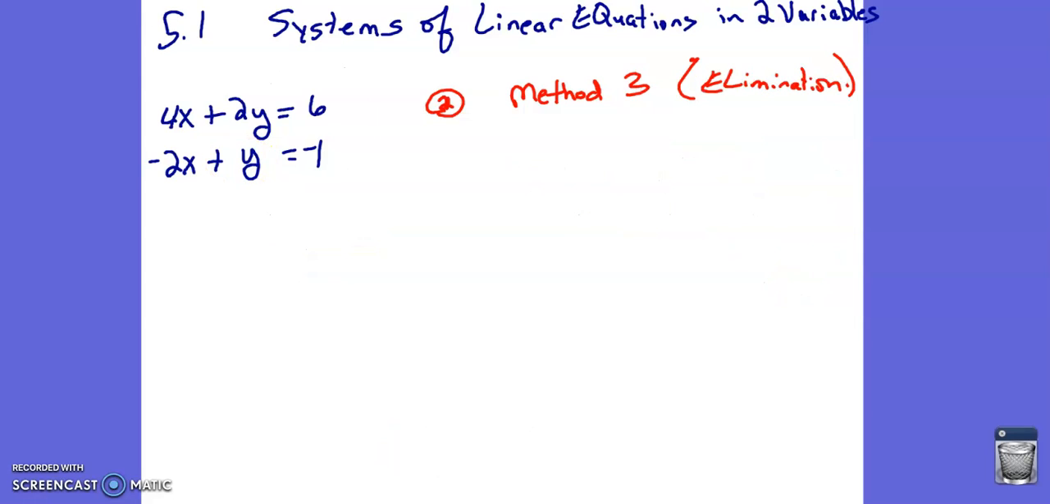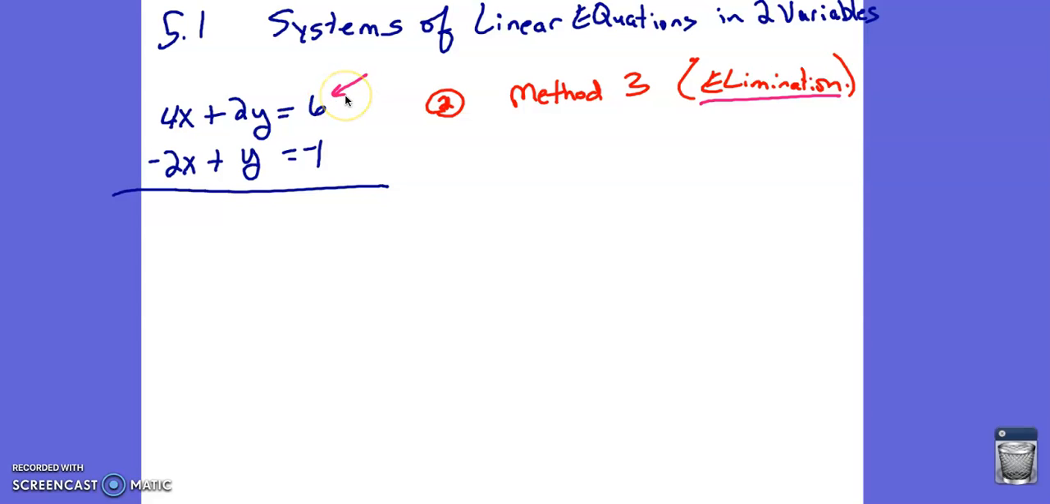Now let's look at the third method. It's called the elimination method. Notice that both of these equations are in standard form. In other words, in columns, you have the x's lining up in a column, the y's lining up in a column, and the numbers lining up in a column. And if I added these right now, straight down in a column, nothing eliminates, but I can do something to it.